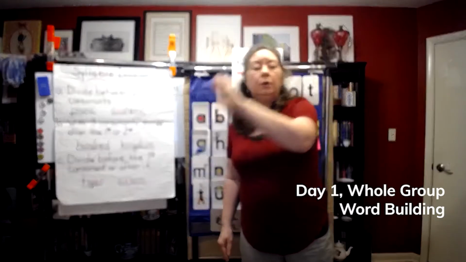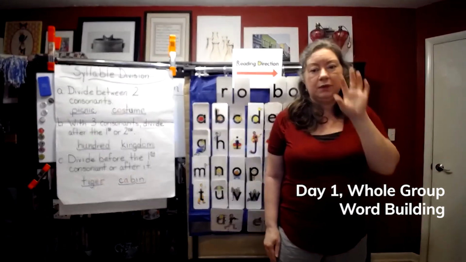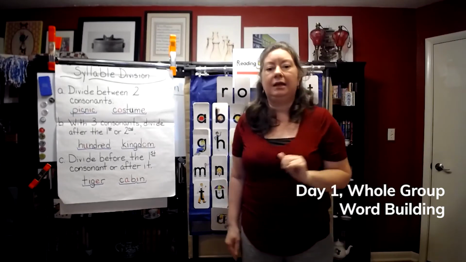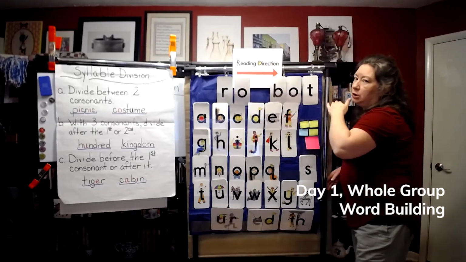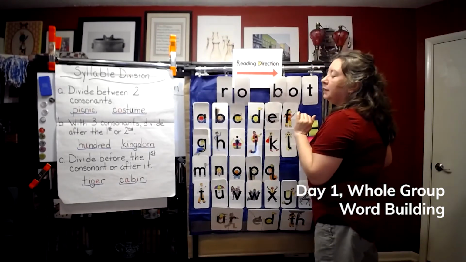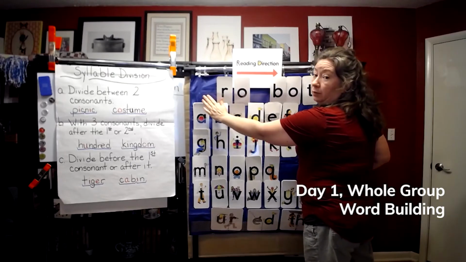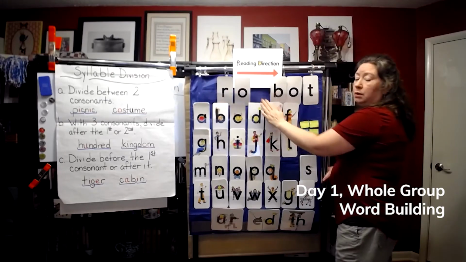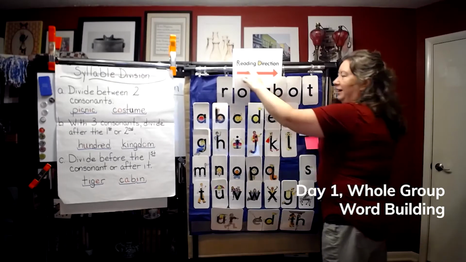But remember, we're going to palm the syllables, tap the sounds inside the syllable. We never want to tap across our syllables. All right? So here we go. Let's palm what we built. Row, bot. Robot. All right. Let's try it again.